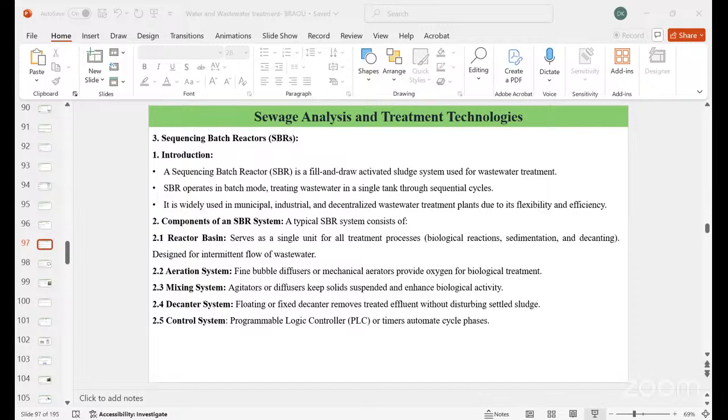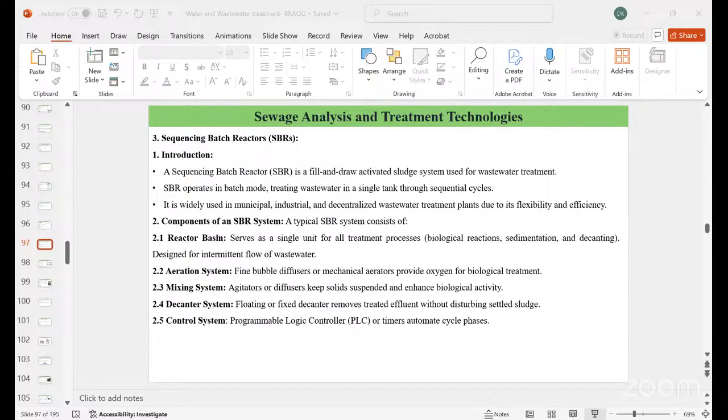So coming to the advanced or tertiary treatment, where nitrogen removal takes place by the nitrification and denitrification process and the anammox process. And coming to phosphorus removal by biological and chemical removal processes.